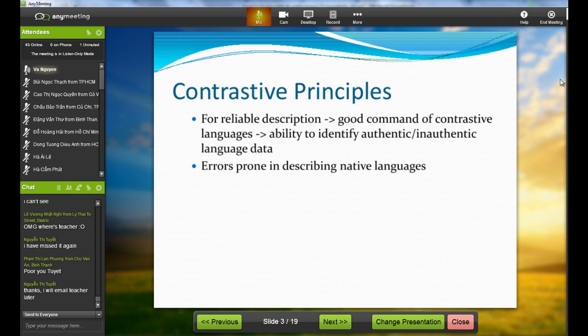So the key point here is that when you compare Vietnamese with another language that you know, like English, French, or Chinese, make sure that you read about Vietnamese grammar carefully, and do not only go with your hunch. You may be very good at writing and speaking and at producing Vietnamese, but describing Vietnamese is not an easy job for everybody.